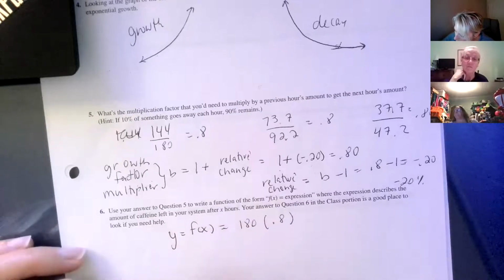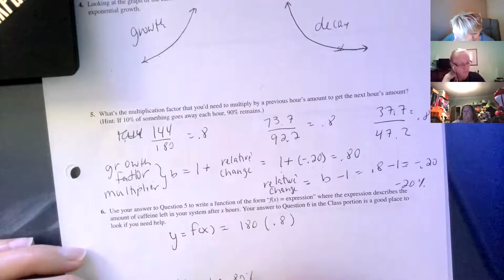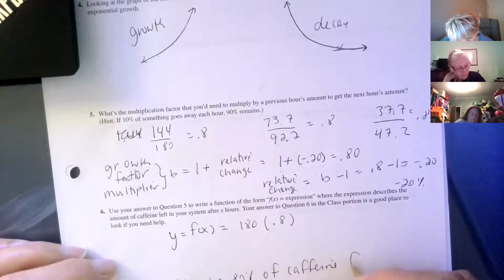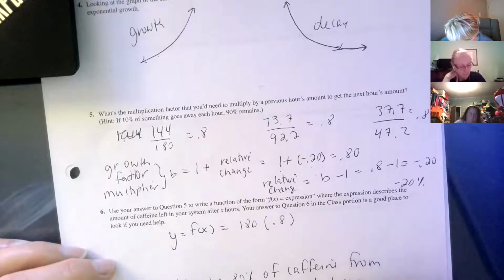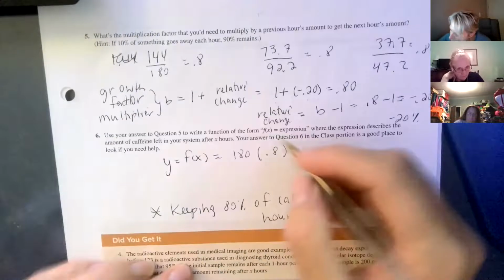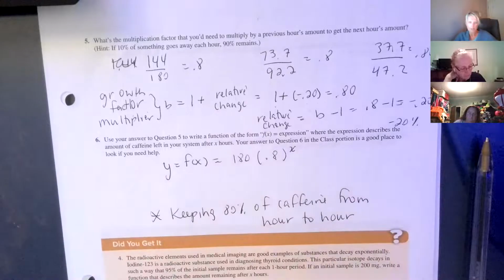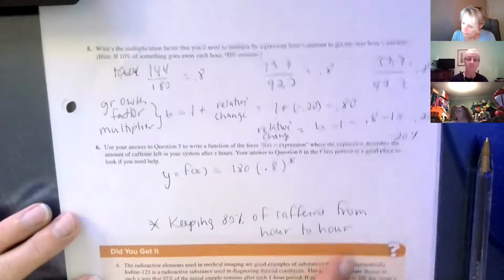So we could actually make a note down here. Keeping 80% of caffeine from hour to hour. So this is 180 times 0.8 to the x hours. And we can flip the page.